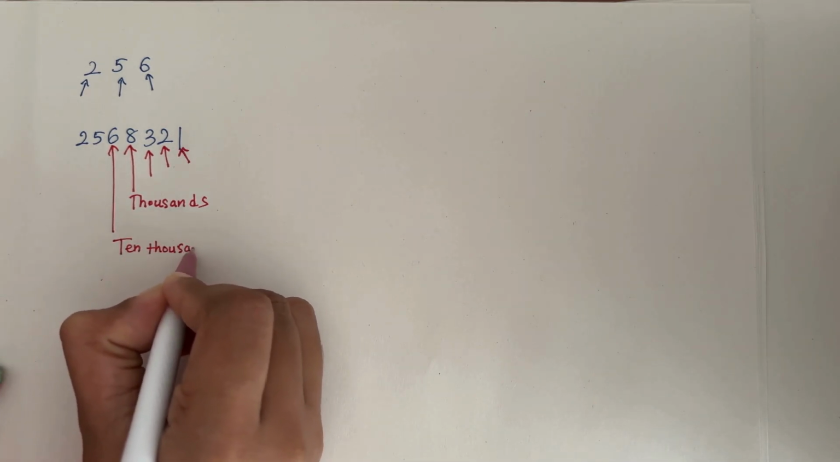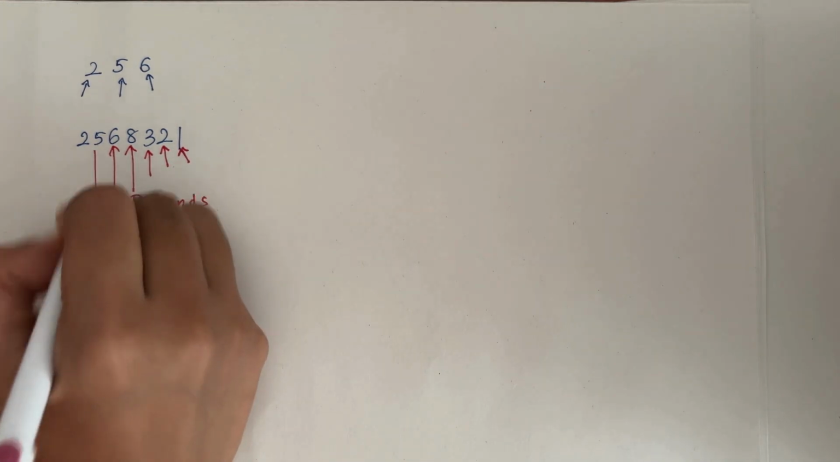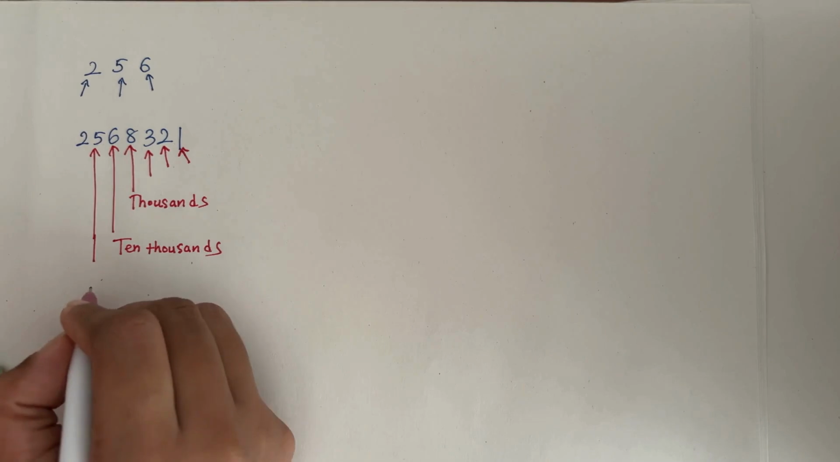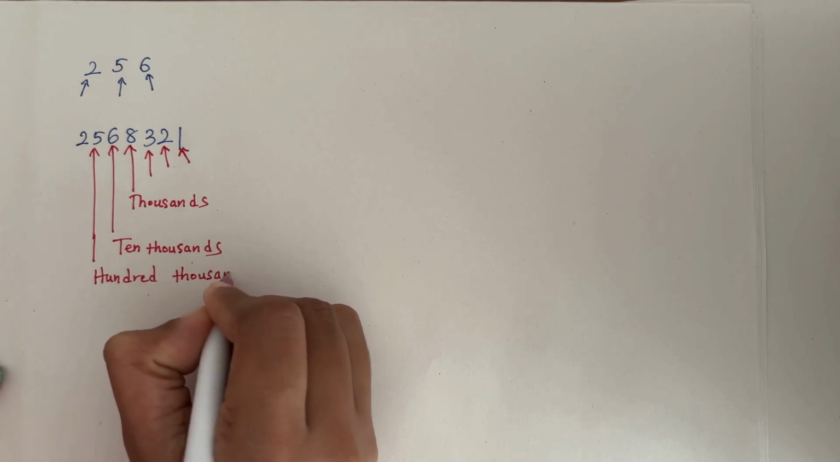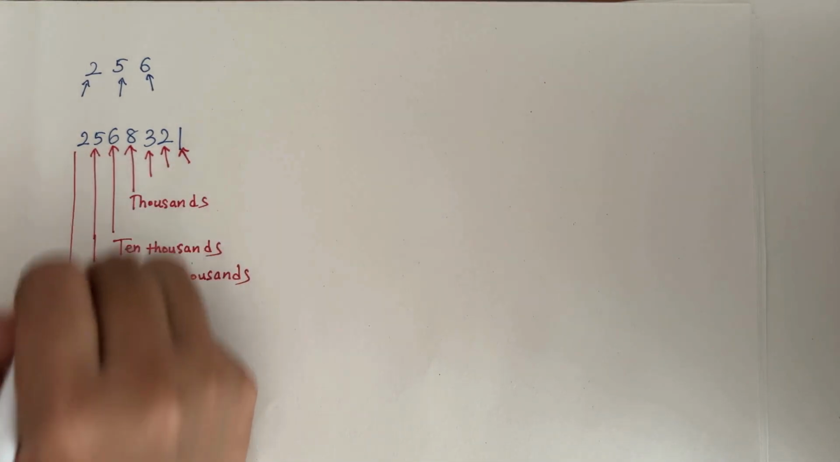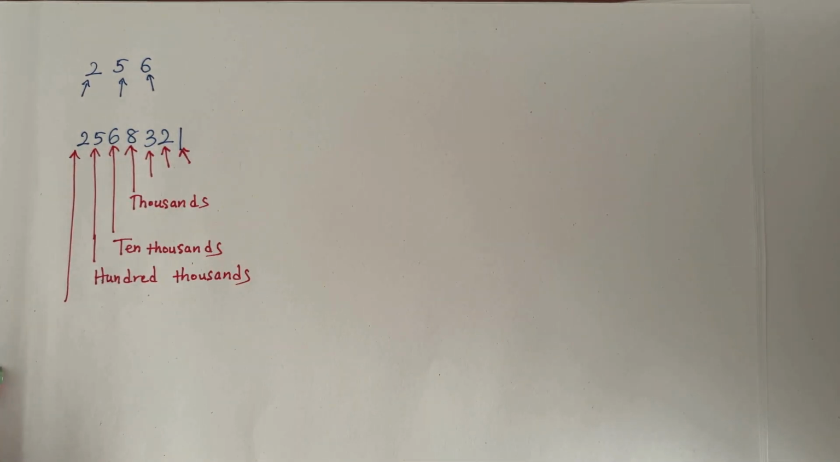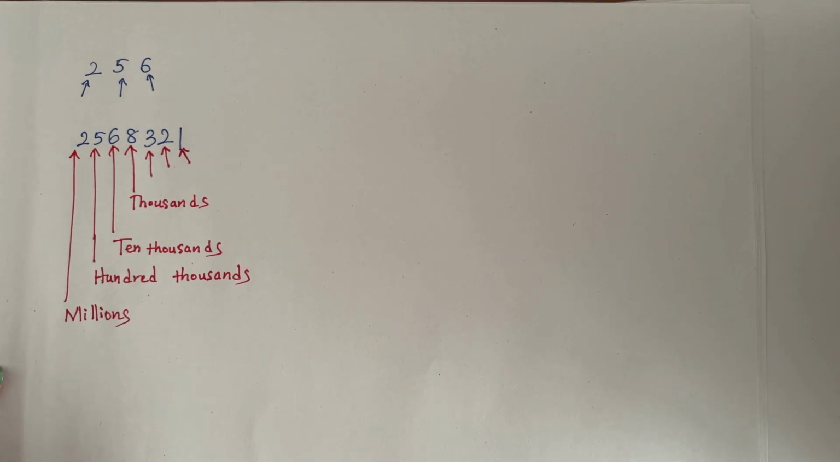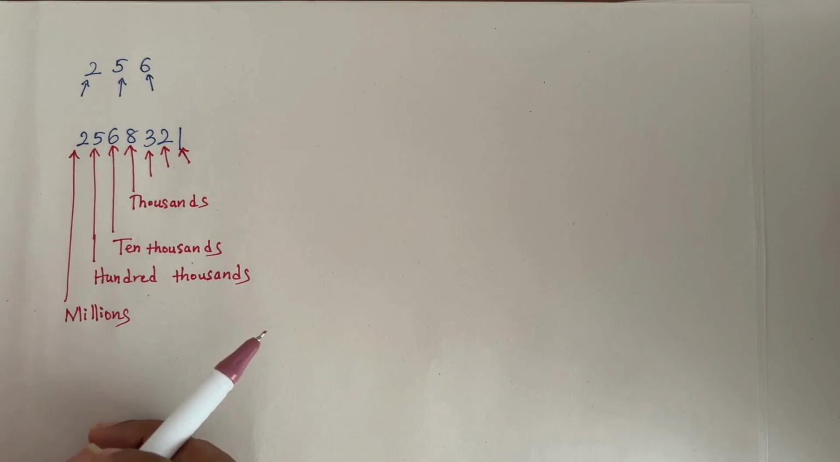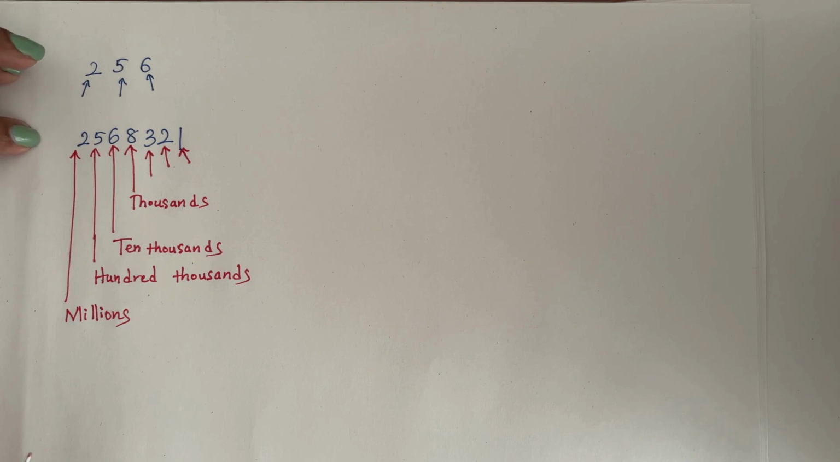10,000. This one, 100,000. And this one, what is this one? Millions. Okay, so likewise, again if we have further more numbers, 10 millions, 100 millions, and after that billions. 10 billions, 100 billions, like that we can proceed.